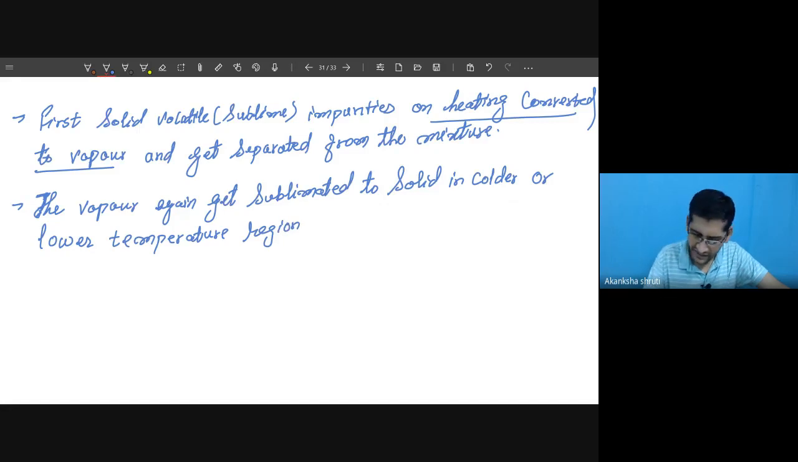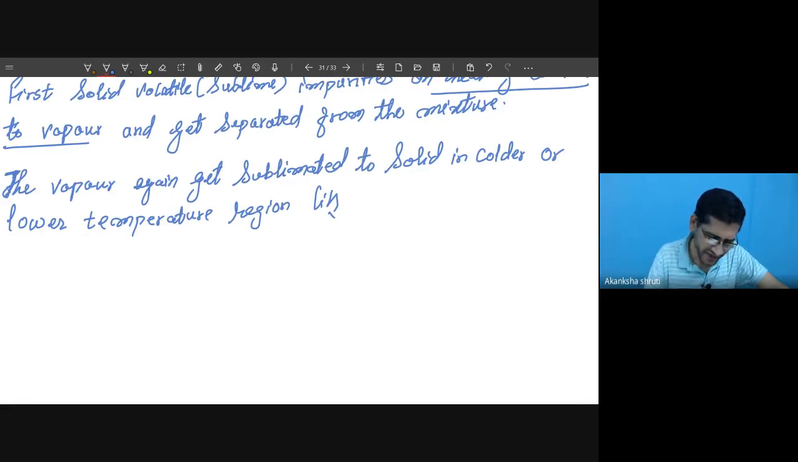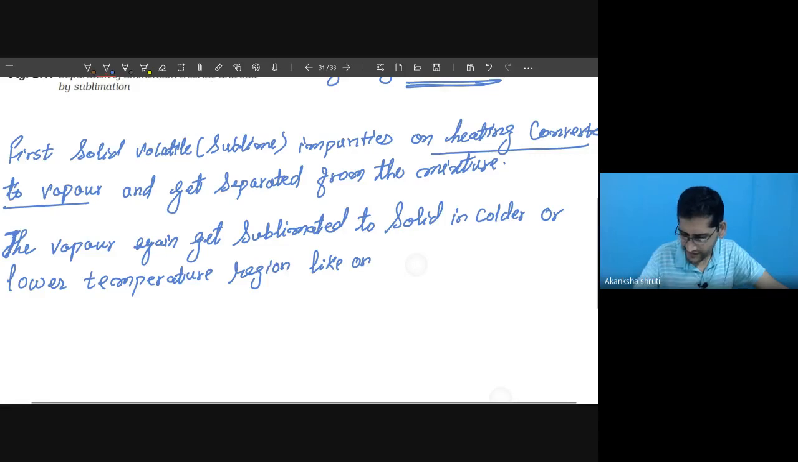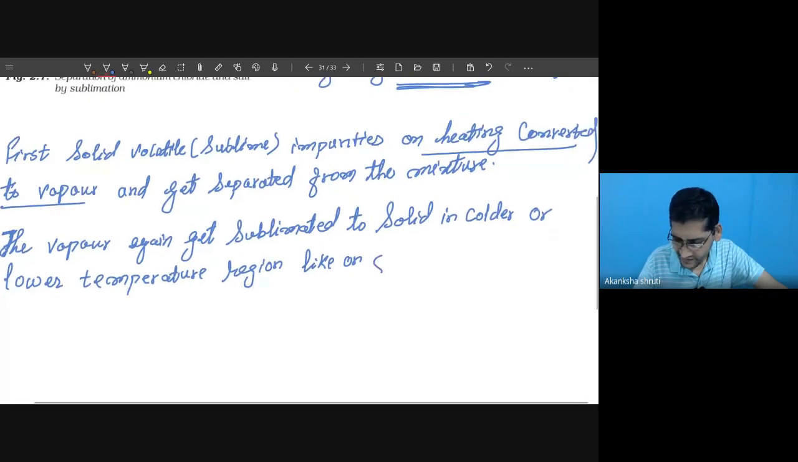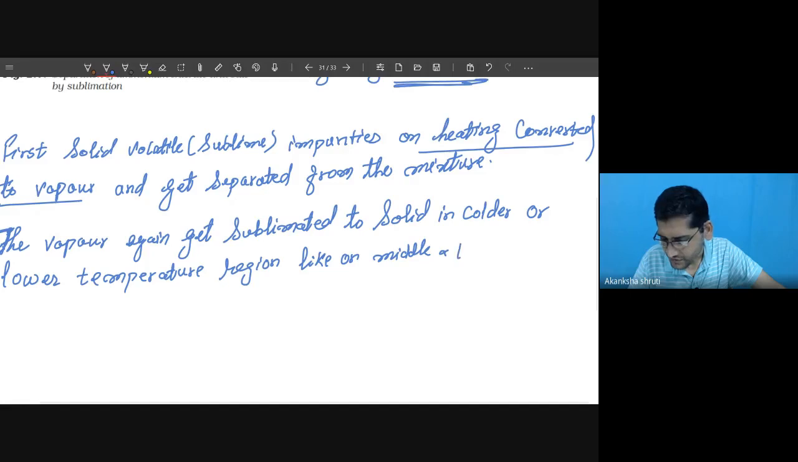Like where? Like on the funnel, like in the middle of the funnel. Yes, like on the tip of the funnel or middle of the funnel. So write this as tip or middle of funnel. This thing we have to keep in mind.